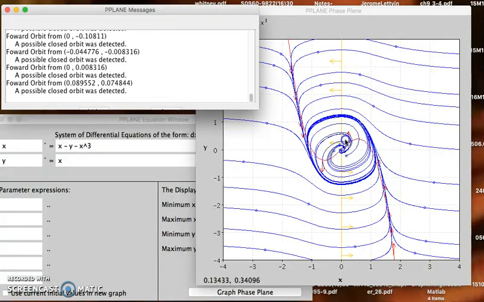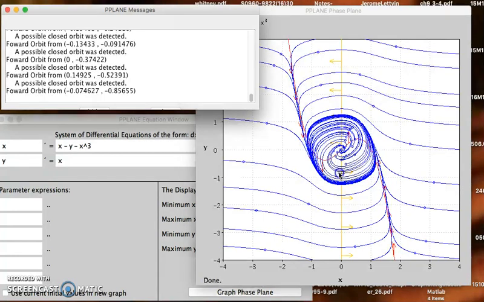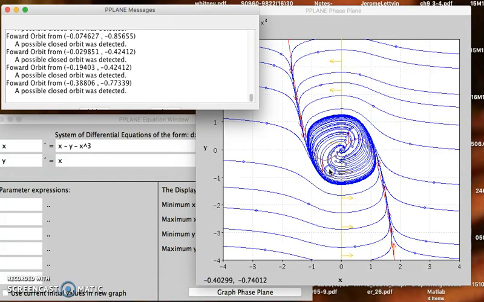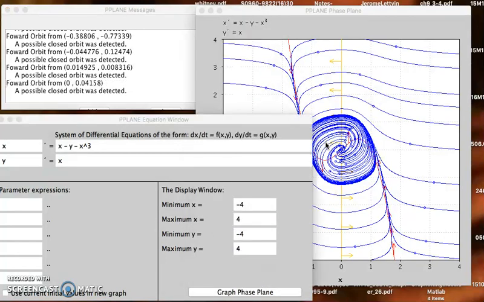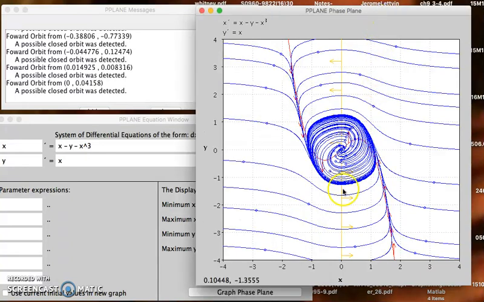So it looks like, just intuitively, that this steady state at the origin is an unstable spiral, because the flow is moving away from the steady state, and you can visually see the spiraling. So now what I want to show you is that you can confirm this impression that the steady state at the origin is an unstable spiral analytically.